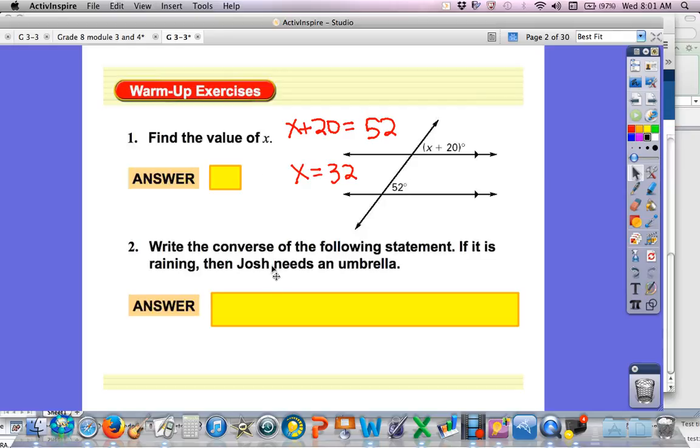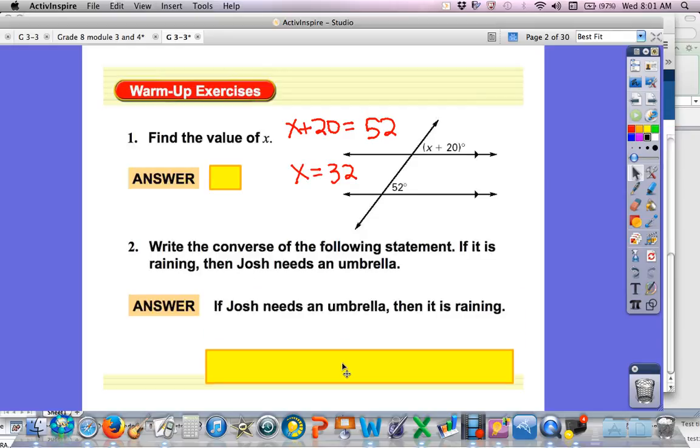And write the converse of the following statement. If it is raining, then Josh needs an umbrella. The converse of that would be, if Josh needs an umbrella, then it is raining.